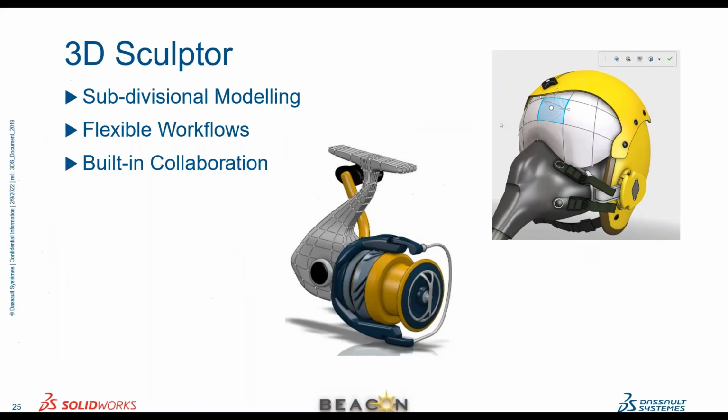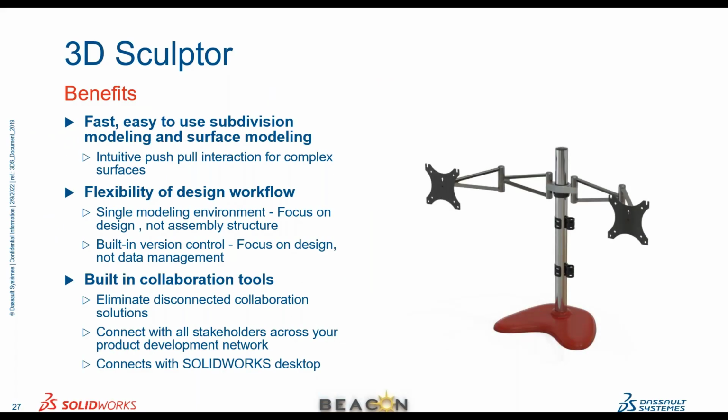So this is the power of sub-D modeling that we have inside 3D Sculptor, which is very fast to use, very easy to use. So if you have any concept that can be designed, if you are a creative designer, an industrial designer, this is the right tool for you. And the best part is it has a single modeling environment. You can switch from a parametric modeling environment to a sculptor-based, or push and pull interaction environment, where you can use the powerful sub-D modeling to create very complex surfaces. And it also has the same tools, which include cloud-based collaboration and PLM capabilities as well. So a great tool for a product design company which has creative engineers.